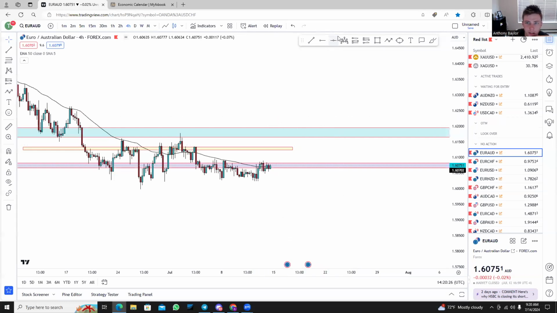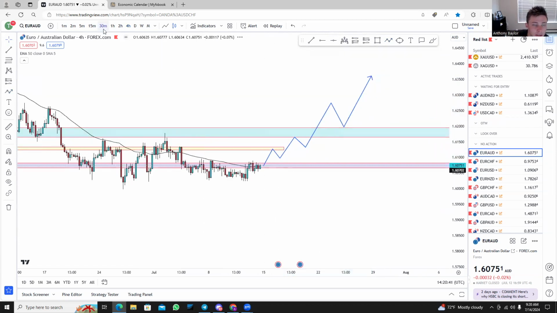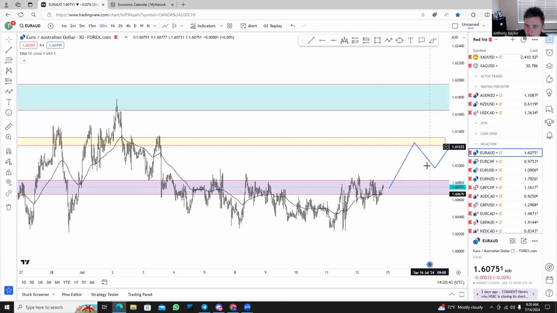So what we're looking for is another shift in structure. Obviously, it looks like we already got it. Send us up here, bounce around in here, send us up here, bounce around in here, send us up here, bounce around here. Keep going. That's what I would like to see. And that's pretty simple. So we're going to zoom in here.